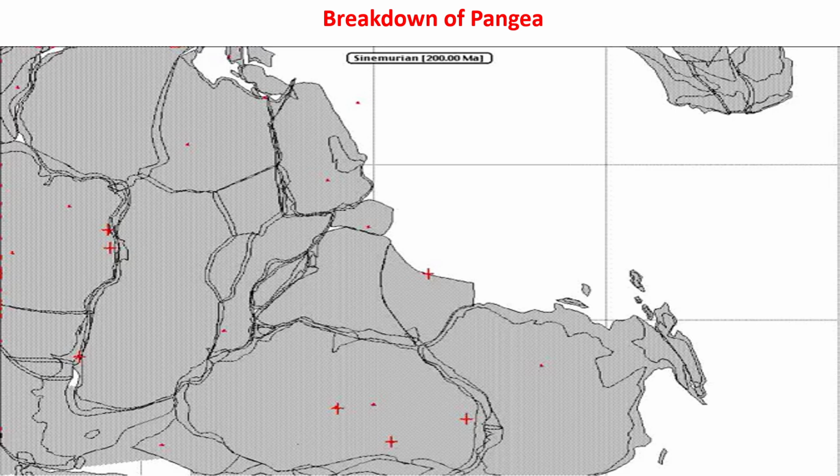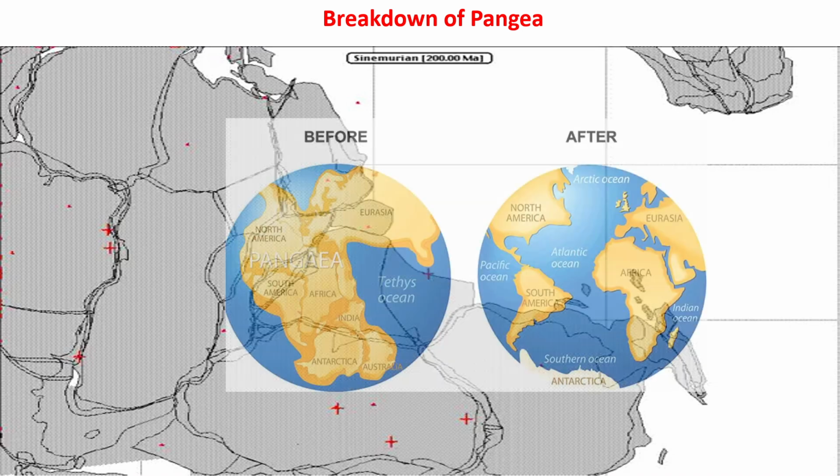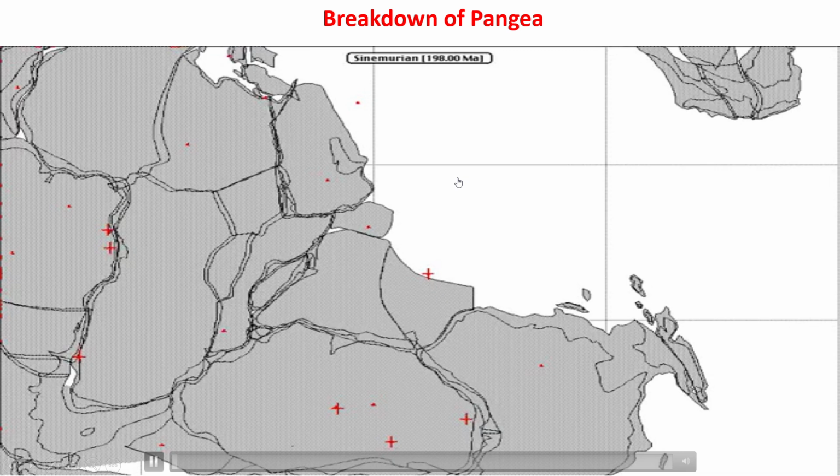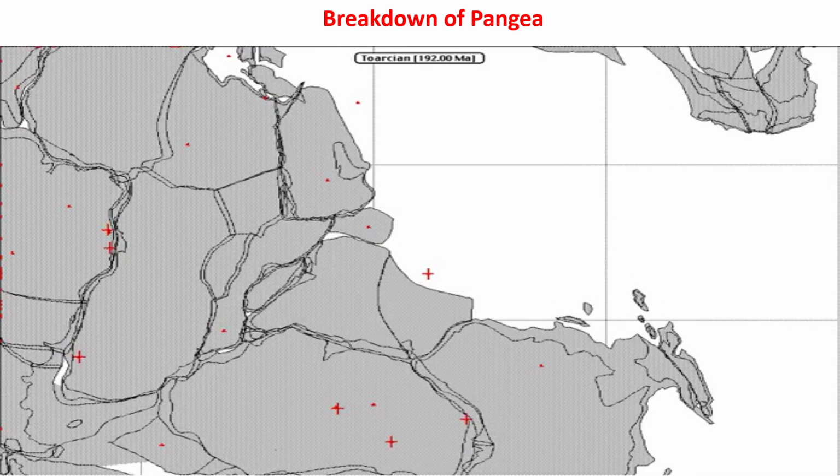Next, the breakdown of Pangea. What is Pangea? Pangea means the supercontinent. When Earth was formed, all continents were together. It's called Pangea.